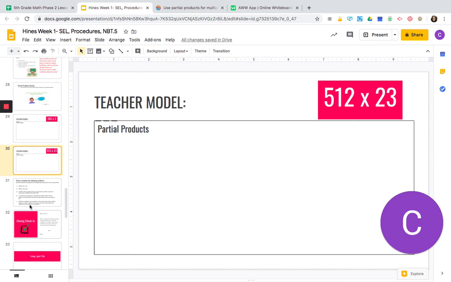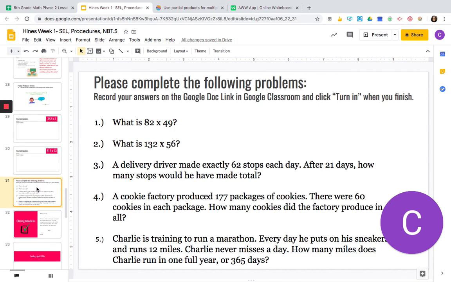Okay, so for today, for your independent work, you guys are going to complete the following problems that are on this slide right here. You have these problems in a Google Doc link that I've shared with you in Google Classroom. So basically what you'll do is you're going to pause the video, you're going to go to Google Classroom and click on the link that's called Google Doc link. Okay, and in that link, you've got these 5 problems.